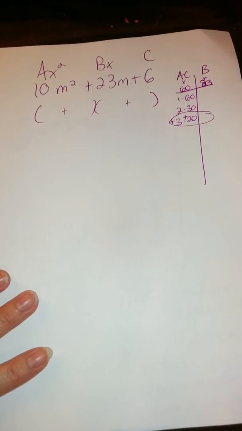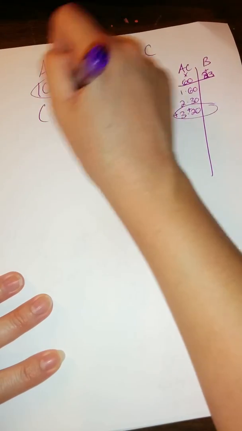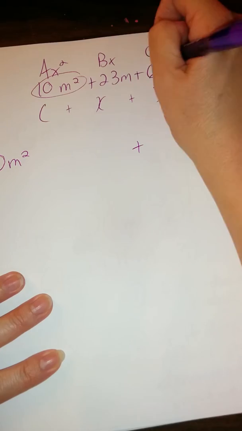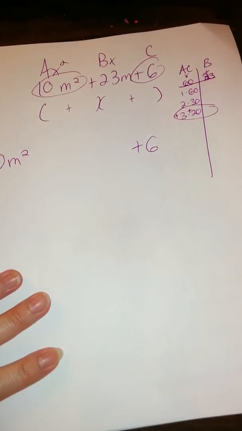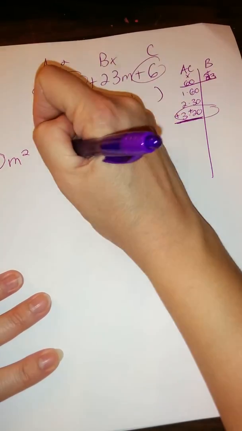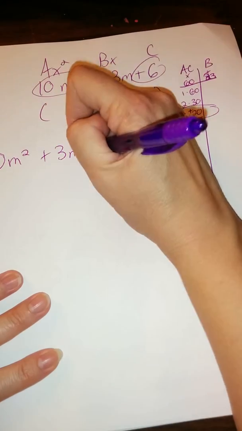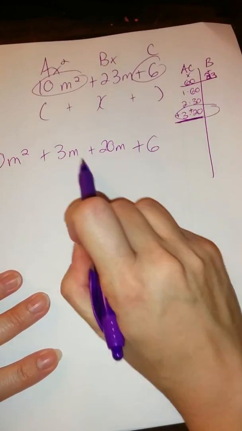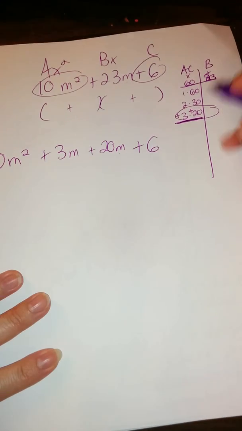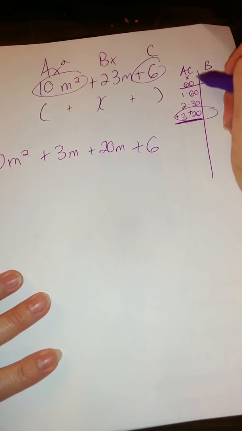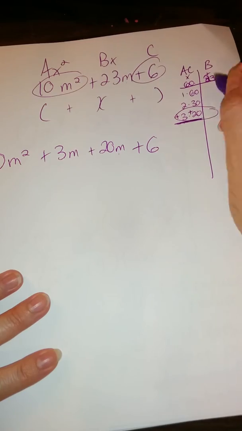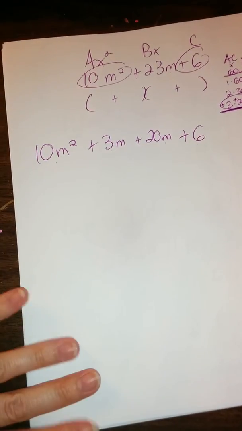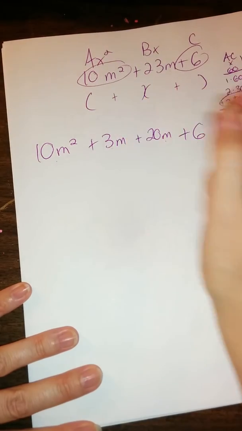Okay, let's do it the long way. We have our first term, our 10m squared. We have our last term, our 6. We have split the middle term into a positive 3m and a positive 20m. So instead of 23, we split it into 3 and 20. That's what we figured out: when you multiply 3 times 20, it gives you 60, and when you add 3 and 20, it gives you 23. Okay, 1, 2, 3, 4 terms. That means we factor by grouping.